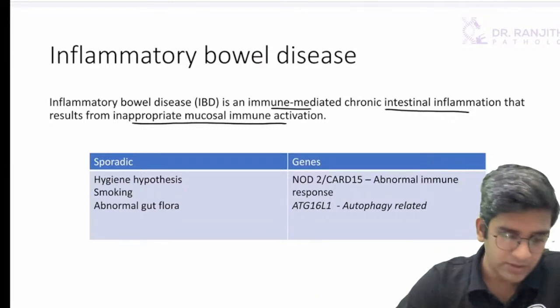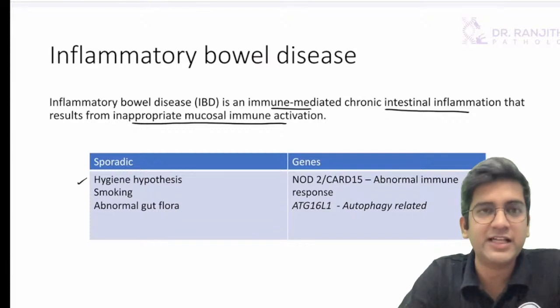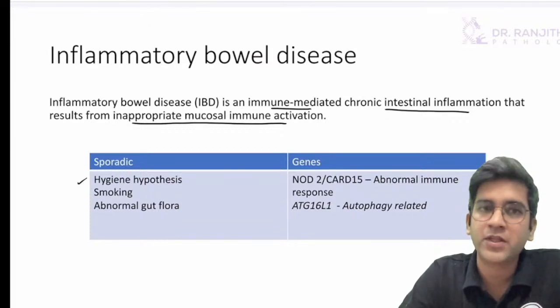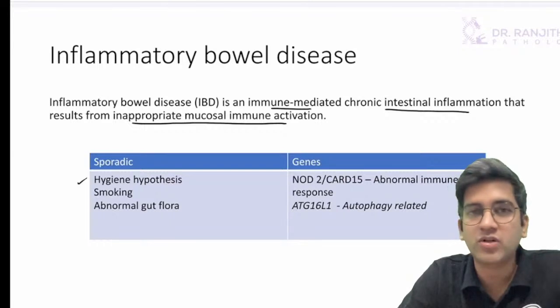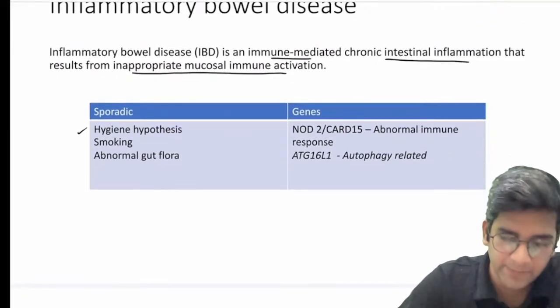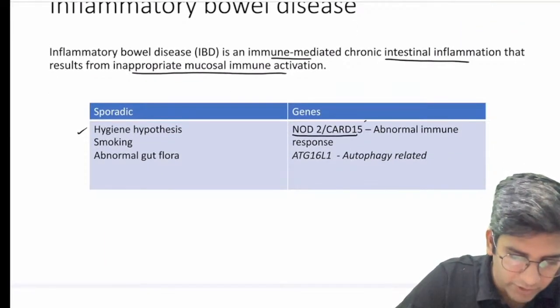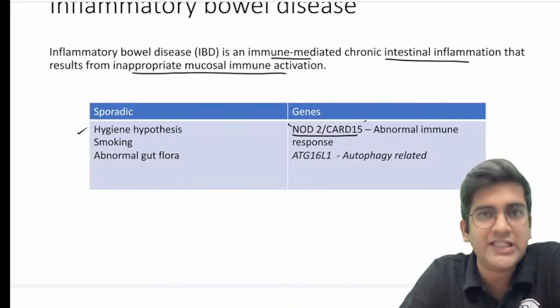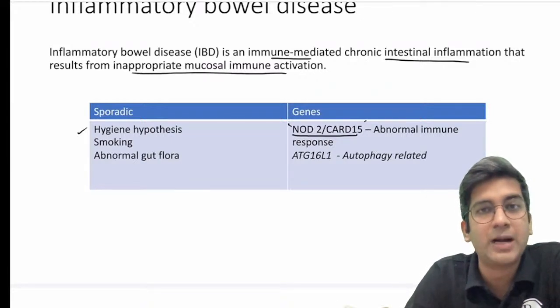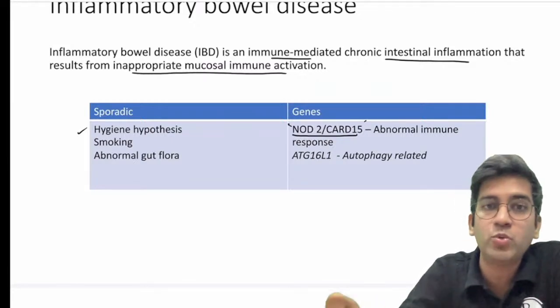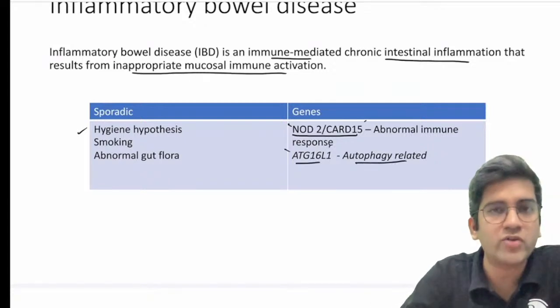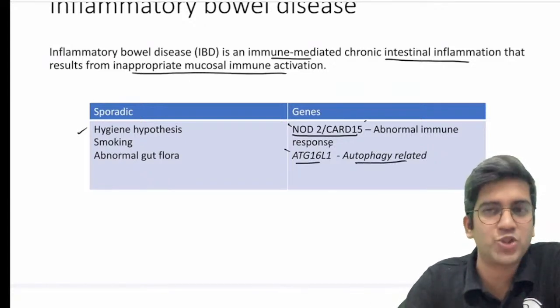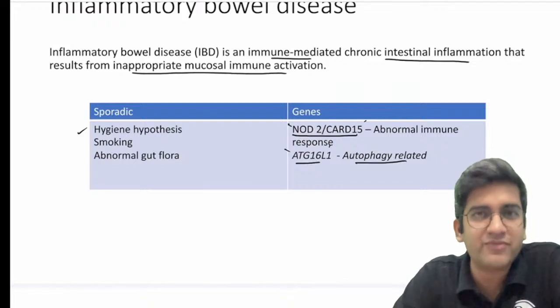Two things. Hygiene hypothesis is definitely a good sporadic risk factor. Smoking and abnormal gut flora will definitely increase the risk of inflammatory bowel disease. At the same time, this is important: NOD2 and CARD15, these are the genes which produce the abnormal immune response, or I have a mutation in that. And if you want, remember, write this or just write autophagy related genes are also mutated. That should be more than enough. So these are a few risk factors.